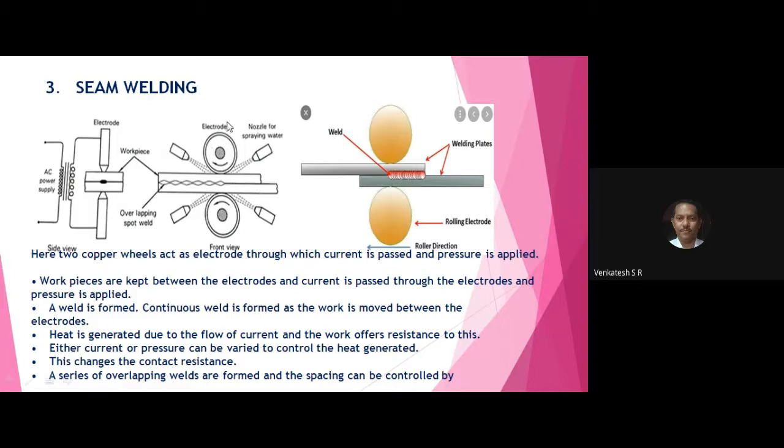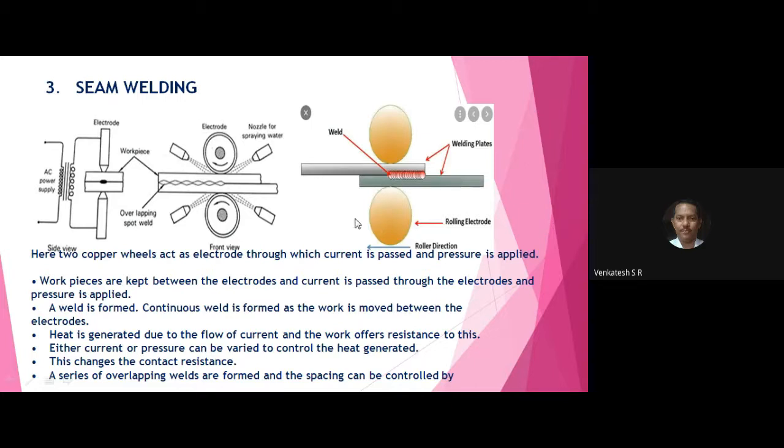the roller electrodes. The two sheets which are to be joined are passed below the circular electrode, and on the front side and back side they spray cold water in order to cool the joint. Then the joint is made between the two sheets, which produces continuous welding. That is called the seam welding process.